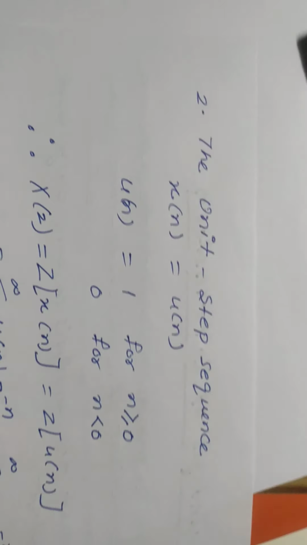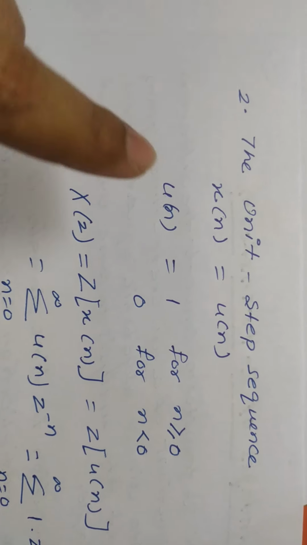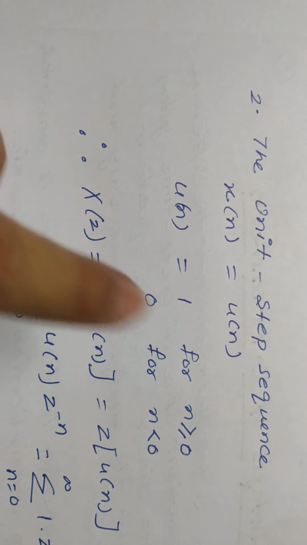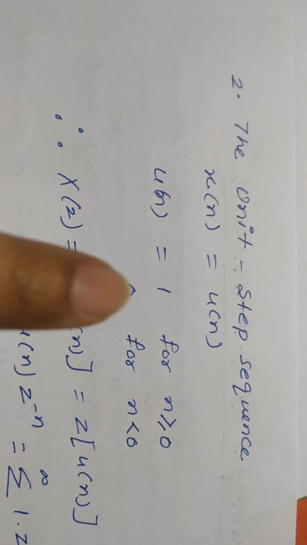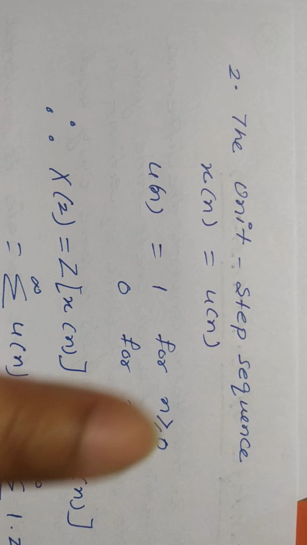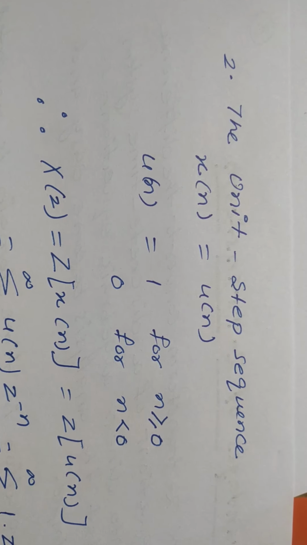Now the second one is the unit step sequence. The unit step sequence is x of n equals u of n. As we all know, it's a unit step sequence which is 1 for n greater than or equal to 0 and it is 0 for n less than 0.